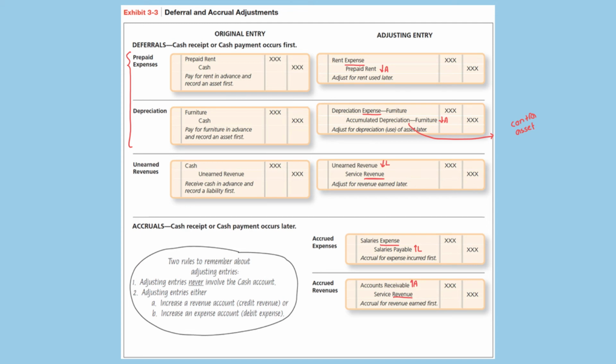So now, 2 rules for the adjusting entries. There is no cash. Deferrals means I paid or received cash in advance. Accruals means I'm going to pay or I'm going to receive later. So for each adjusting entry, either you're going to credit a revenue account or debit an expense account.